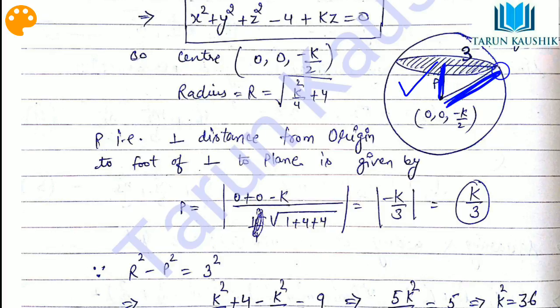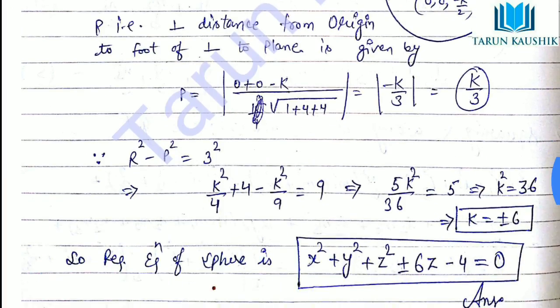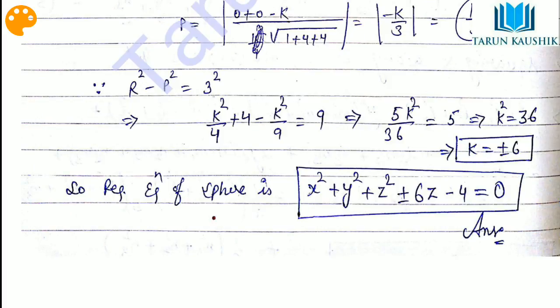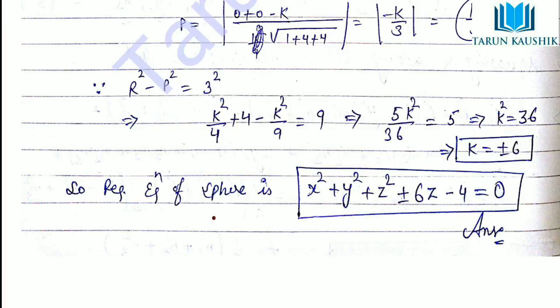This distance we have calculated, and this is the square root of k square by 4 plus 4, and this is 3. So this is my hypotenuse, this is my perpendicular, and this is my base. So 3 square plus p square equals this square. Using the Pythagoras theorem, perpendicular square plus base square equals hypotenuse square, solve this quadratic equation. From there you get the value of k, which comes out to be plus minus 6, and put the value of k back into the equation. You get our required answer.